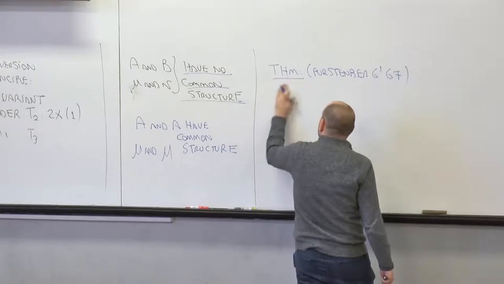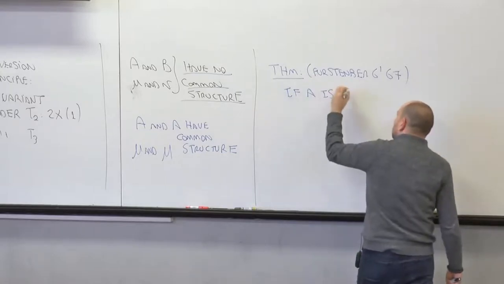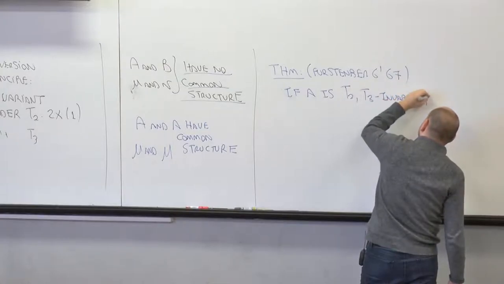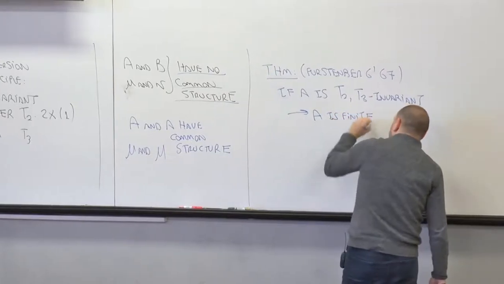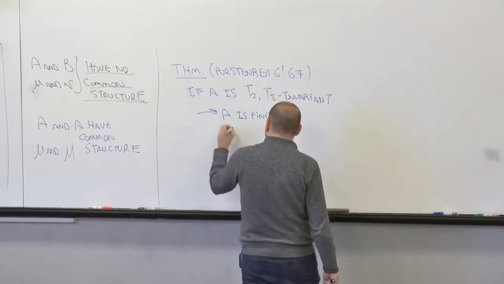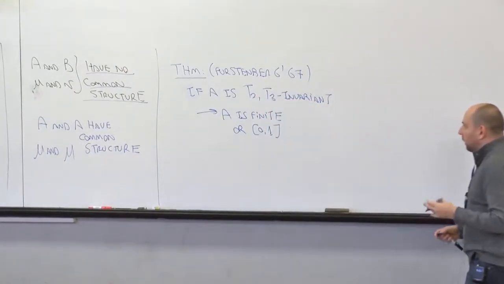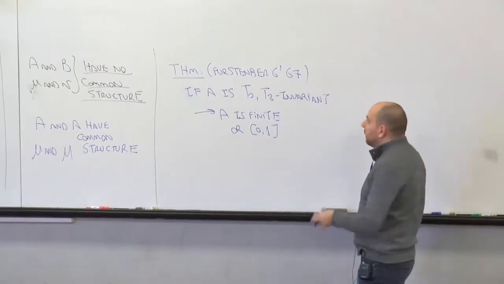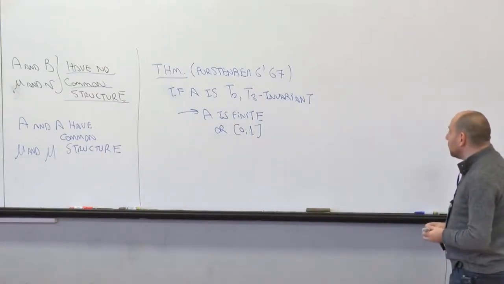Let's write it this way. If A is compact and times 2 and times 3 invariant, then A is finite or everything. So the only jointly invariant sets under times 2 and times 3 are the trivial ones. Historically this was the first result, and I would say this was the paper that started many branches of modern ergodic theory, and one of the branches that started is the study of dynamical rigidity. So this is a rigidity result.